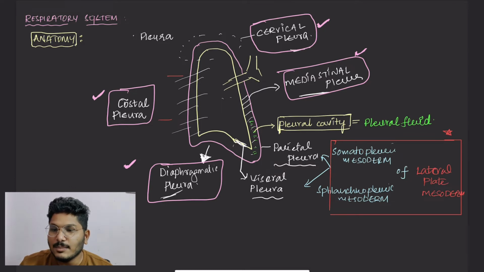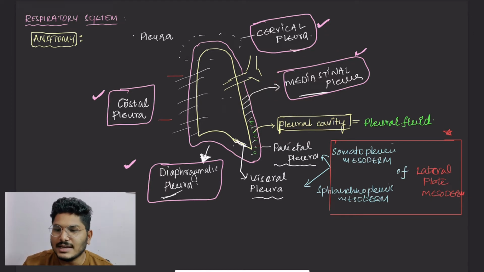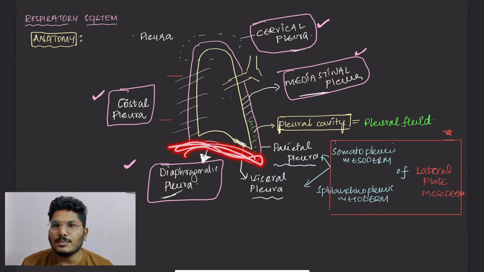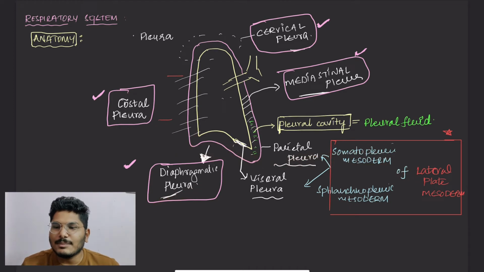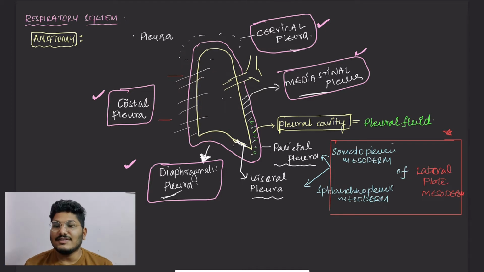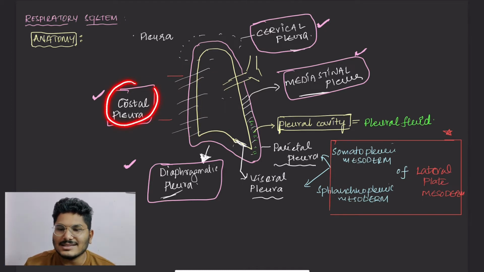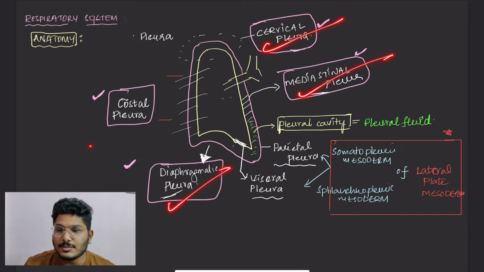Therefore the pleural surface of the lungs which is related to the mediastinum is called the mediastinal pleura, number two. Number three, the inferior surface of the pleura which is related to the diaphragm downwards is called the diaphragmatic pleura, and the remaining pleura anteroposteriorly which is related to the ribs is called the costal pleura. So these are the various divisions of the pleura: cervical pleura, mediastinal pleura, diaphragmatic pleura, and costal pleura.